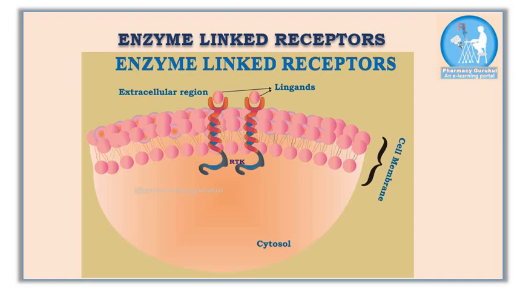One more term used for these receptors I want to let you know is that they are also called one pass receptors. Can you tell why so? Yes, they pass through the cell membrane only once, unlike G protein coupled receptors. As you know, G protein coupled receptors pass through the cell membrane 7 times.